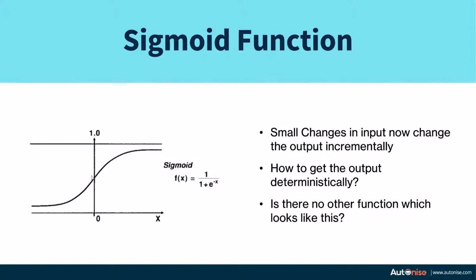Now it has the properties that we wanted. Small changes in input now change the output incrementally. If we change the value of x, there is no drastic change, and there is a continuous change in the output. But we lost the ability to get deterministic outputs. We are not getting the output as 1 or 0. We are getting continuous values. But that's not a big issue.